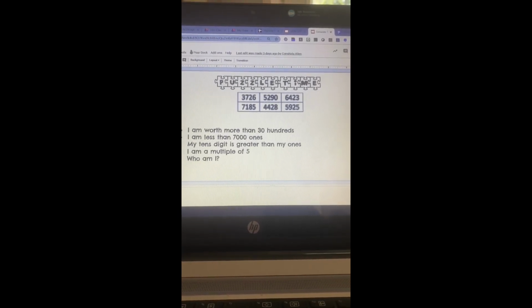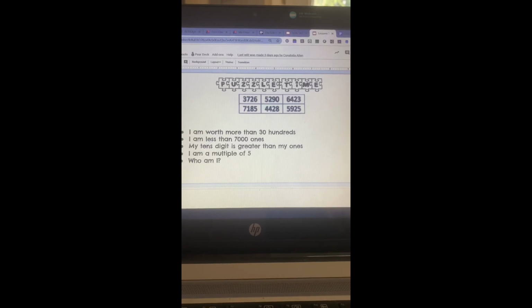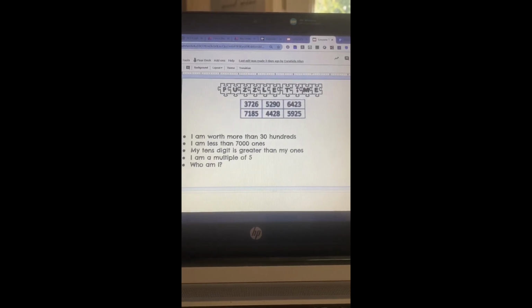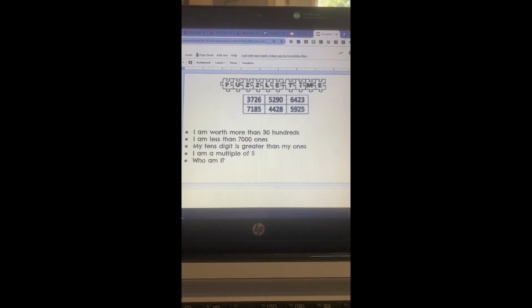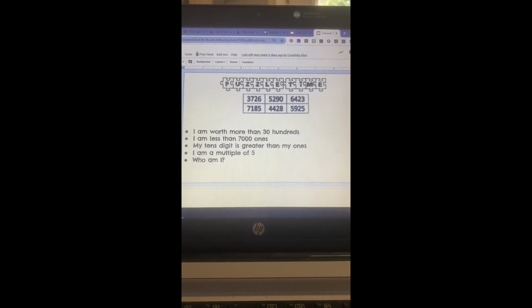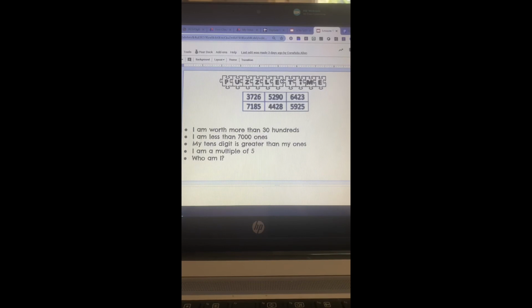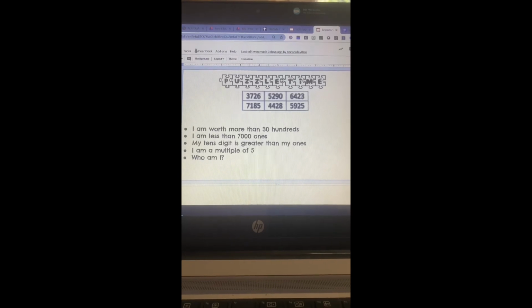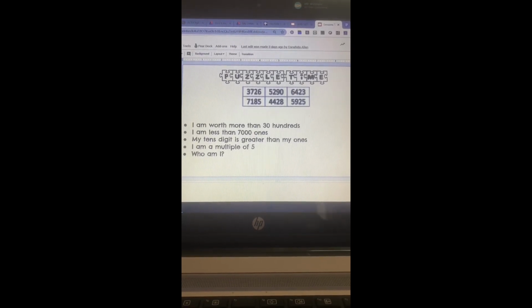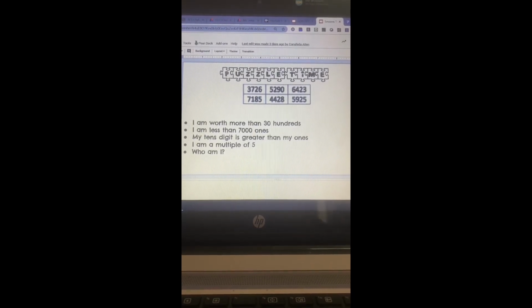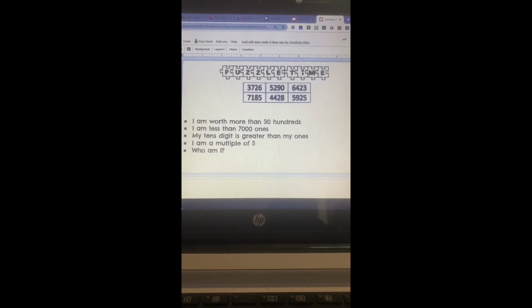All right, you have clues. I'm worth more than 30 hundreds. I am less than 7,000 ones. My tens digit is greater than my ones. I am a multiple of 5. Who am I? This is not a requirement for you to do, but something that I feel like would be really cool and challenging if you'd like that extra challenge today.